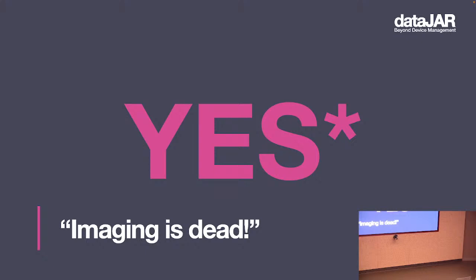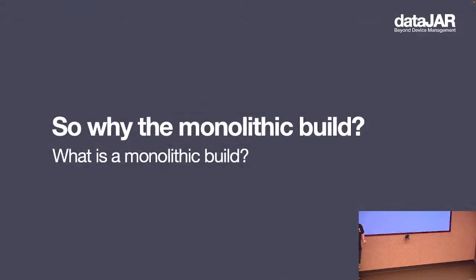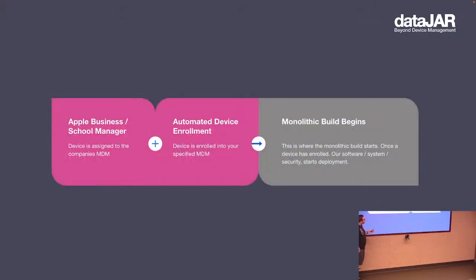But how do organisations and businesses use this approach, and how do they not use this approach in 2022? Some companies have moved away from monolithic imaging and imaging in general and moved across to the monolithic build. So why monolithic build? What is a monolithic build? The monolithic build will happen after a device has gone through automatic device enrollment. This will be where a singular approach is deployed at a large scale. It's not modular, it's one image with absolutely everything thrown in, including the kitchen sink.